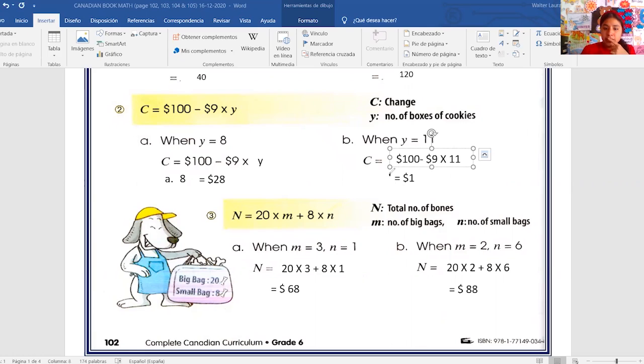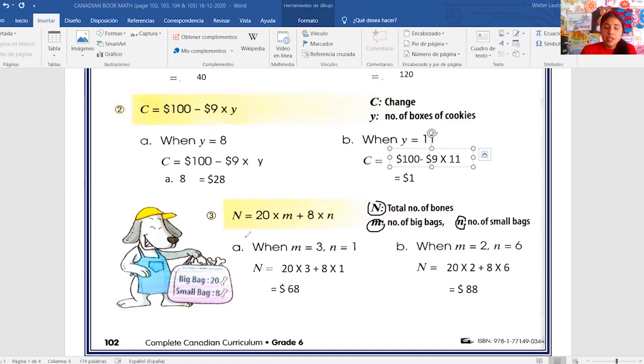Good, that's why my answer here is, the change is $1, no more, okay? What about the next equation, the simple equation? We have another formula: N equals 20 times M plus 8 times n. In this case, my variables are N and M, and here, the lowercase n. N, capital letter, is the total number of bones. M represents the number of big bugs, and n, lowercase, represents the number of small bugs.